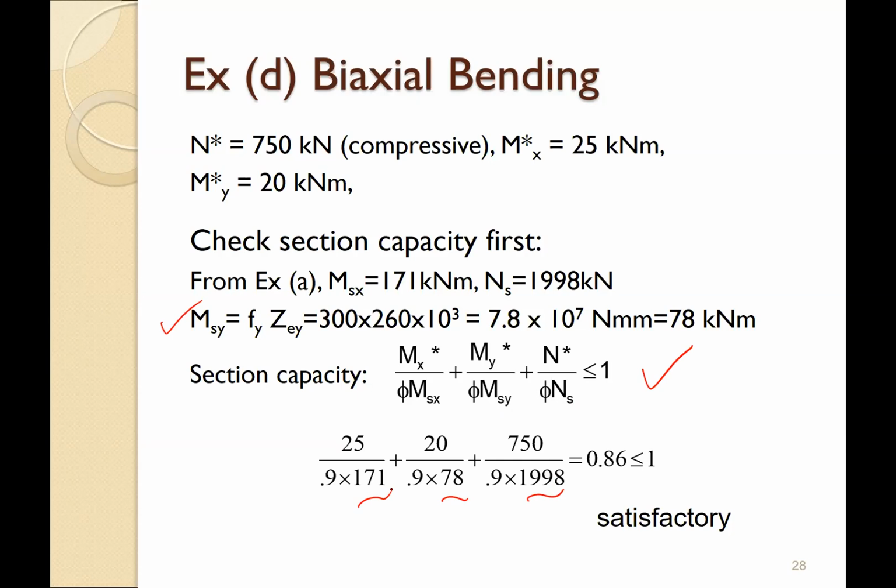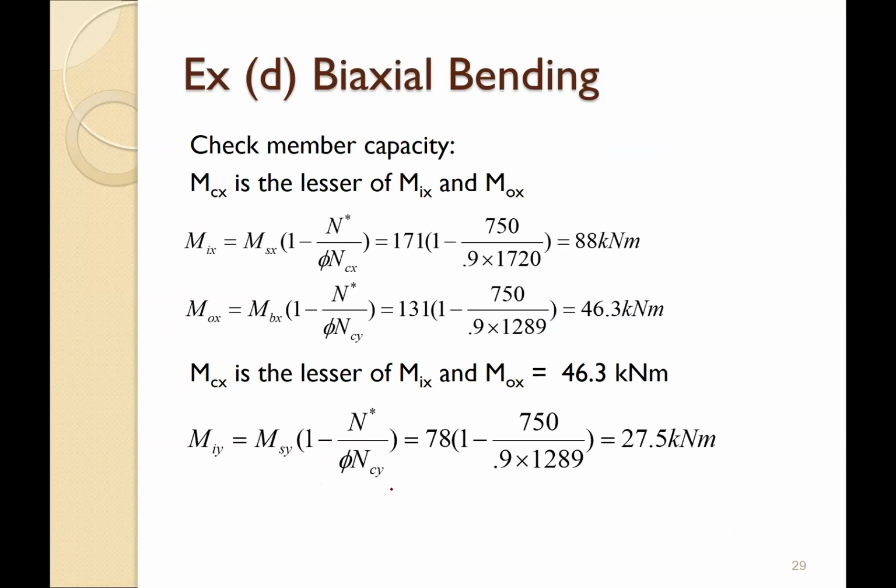Okay, now let's check the member capacity. Now MCX is the lesser of MIX and MOX. You have to calculate both of them. MIX is the in plane member moment capacity. You see section capacity and considering the buckling about the XX axis. That's why in plane. This is out of plane. So you can actually put a note. This is called in plane. And this is called out of plane.